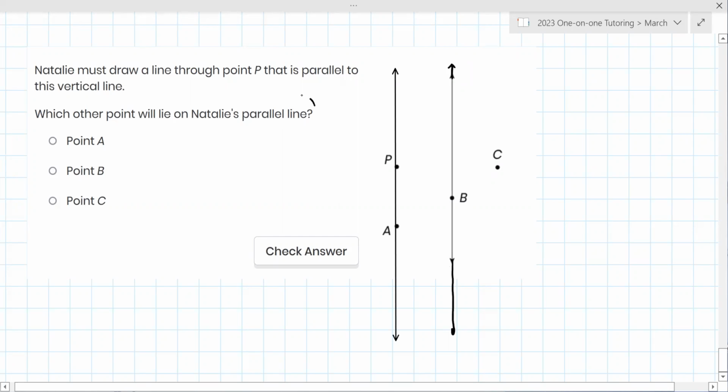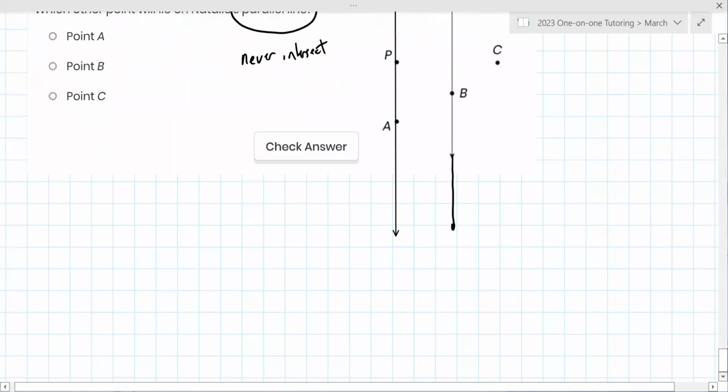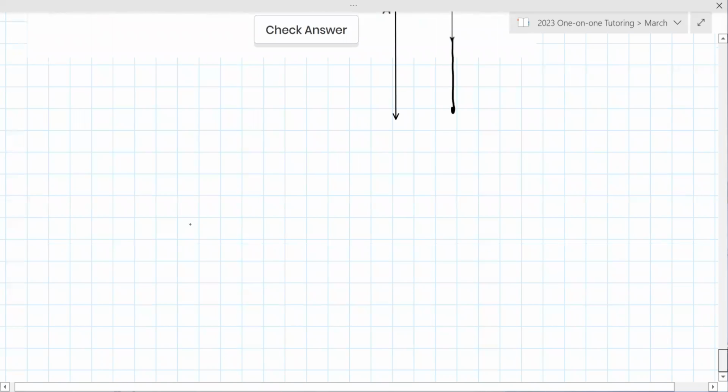So this is the key takeaway. Parallel lines never intersect. And we see this when you're driving. If you're in a car driving down the road and there's a car next to you, if the road is straight and you're driving straight, you will never intersect. Is that okay?